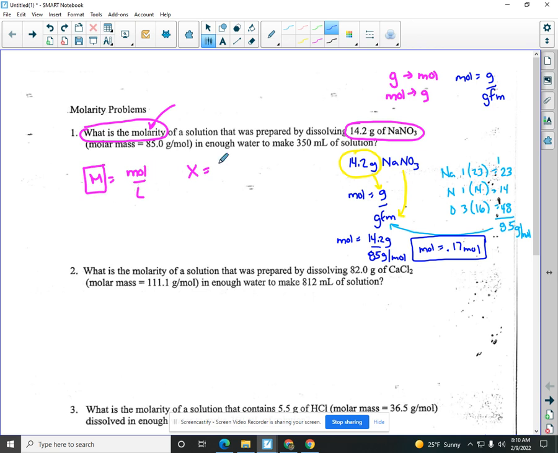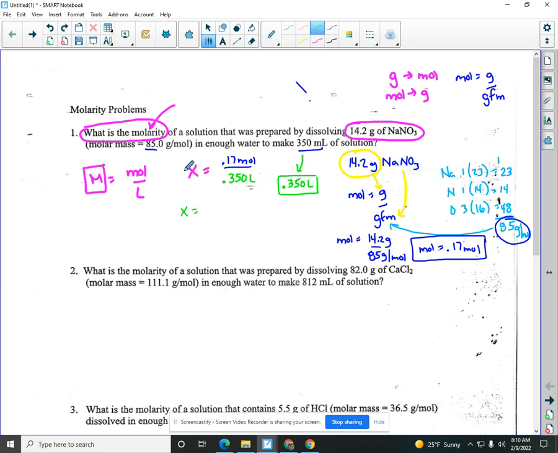Okay, so now we have 0.17 moles over, oh look, I didn't even finish reading. Molar mass is 85, which is what I calculated here. That molar mass is this number. Okay, in enough water to make 350 milliliters. 350 milliliters is the same as 0.350 liters. We move our decimal 3 places to the left. So that would go here, 0.350 liters.